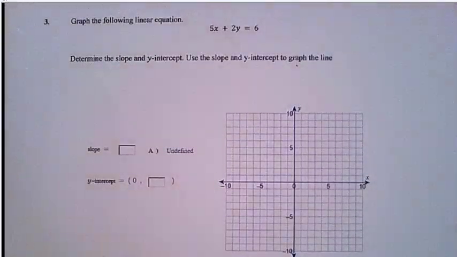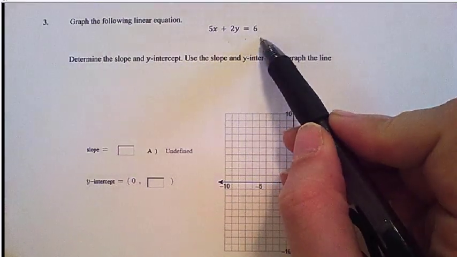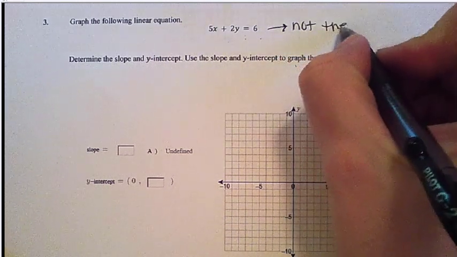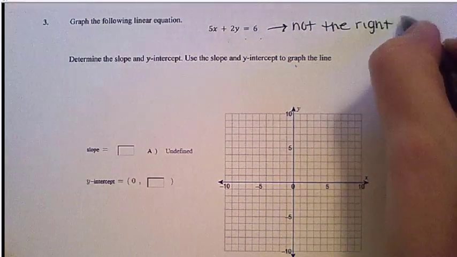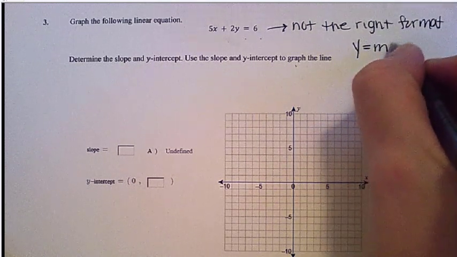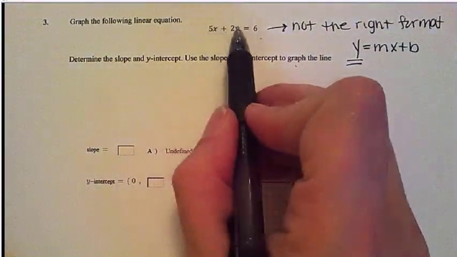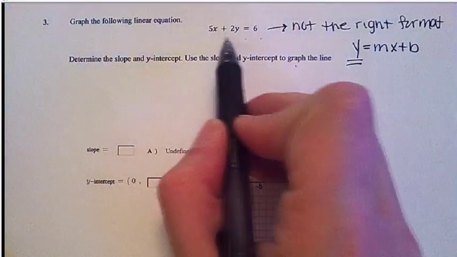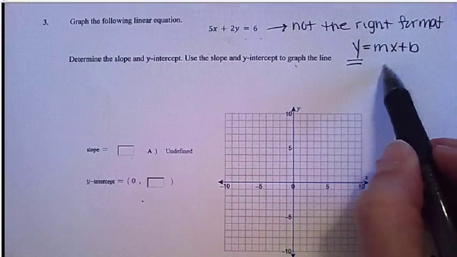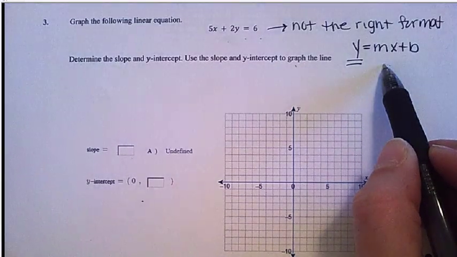Okay, so for our third example, we have 5x plus 2y equals 6. Now I want you to notice that this is not in the right format. Remember that we want it to be y equals mx plus b. We want it to be solved for y, and in this particular instance both our x and y are over here on the left hand side. We don't have just y by itself. So before we can go and pick out the slope and y-intercept, we need to make our equation look like this by solving for y.